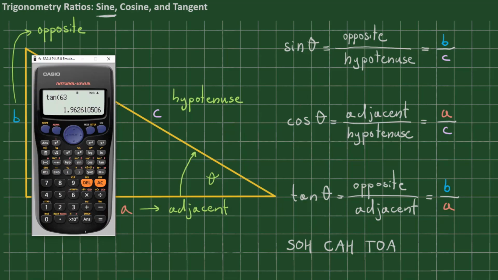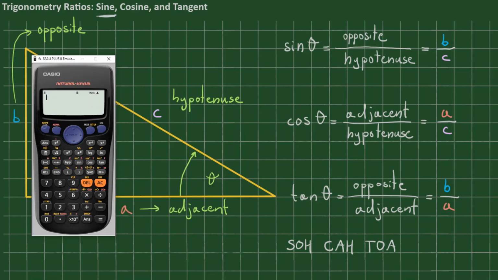In other words, what if I want to convert a value into an angle? Well, in that case, we have to do the following. I press Shift, I press Sine, and then I enter the value. Let's say the value is 0.63, and then I press equal. So the way to read this is to say that the inverse of sine of the value 0.63 is 39.05 degrees.